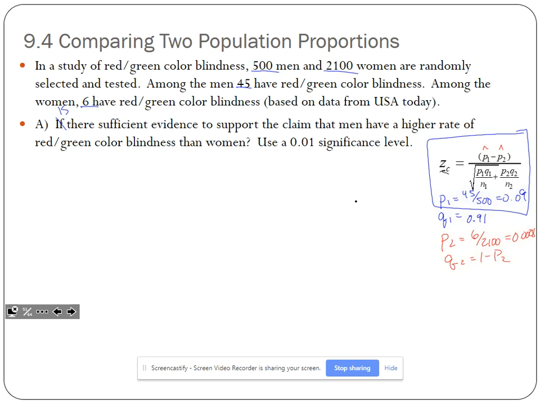Let's start from the beginning. Our null hypothesis we're testing is that the proportion of men is equal to the proportion of women who have red-green color blindness. The alternative then would be that they are not equal. From here, we know that alpha is 0.01. We need our test statistic. I'm going to use my calculator to determine that for me.